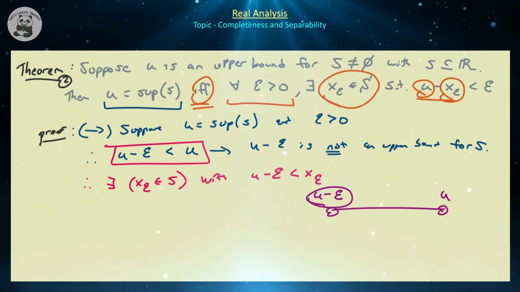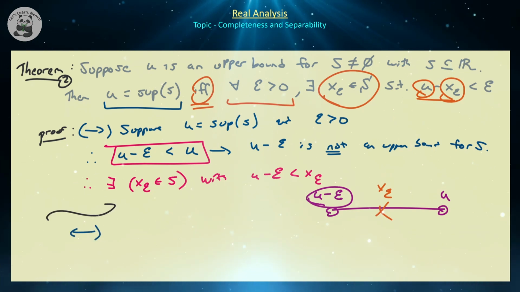But since U minus epsilon is not an upper bound for that particular set S, that means there's some value that is larger than U minus epsilon. So let's assume that that point is located there, and this is our x subscript epsilon. You can say, okay, well, how would I define such an x subscript epsilon? Well, it could be the average of U and U minus epsilon. Obviously, x would depend on that epsilon. That's why we're subscripting that x with epsilon, right? So that practically proves the existence of such an object.